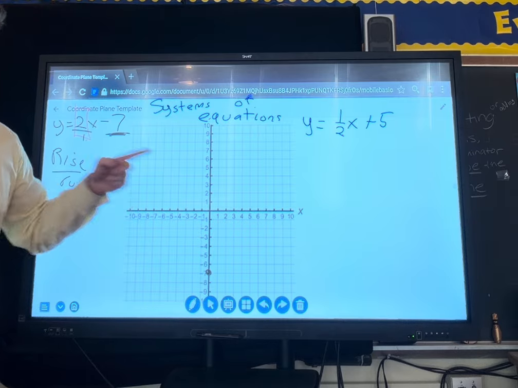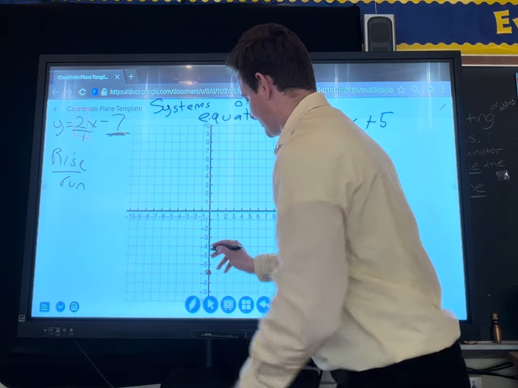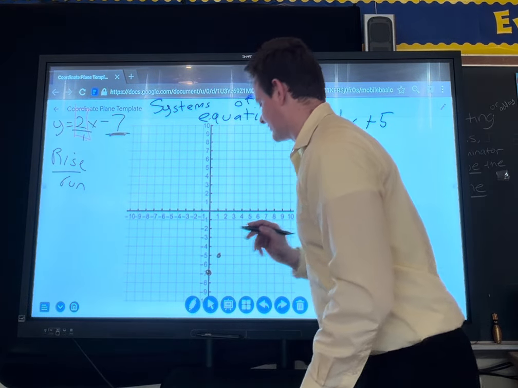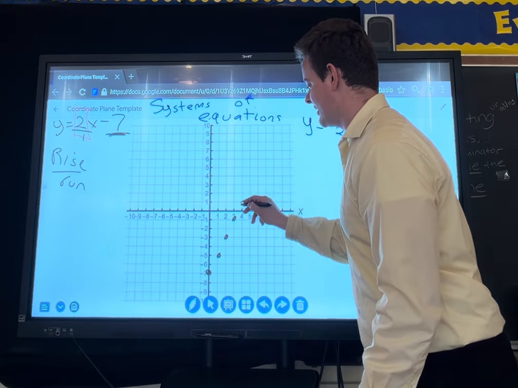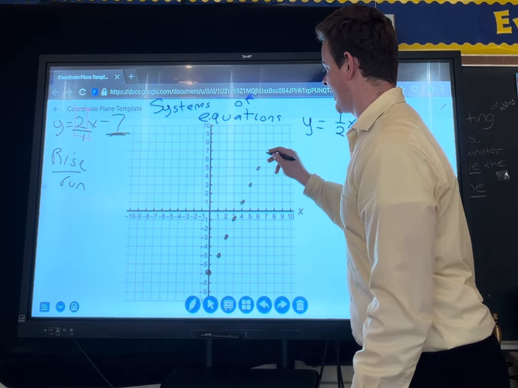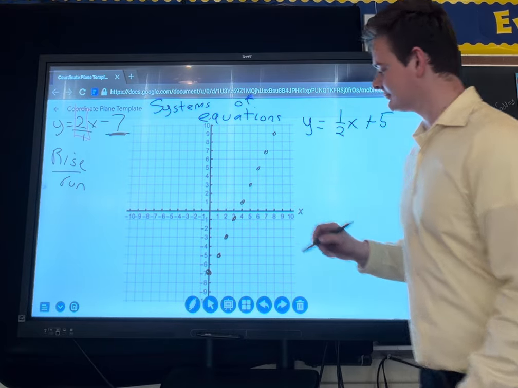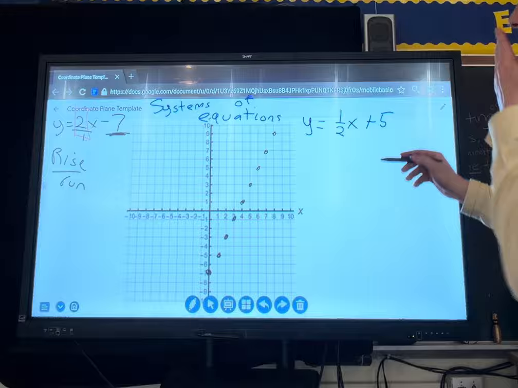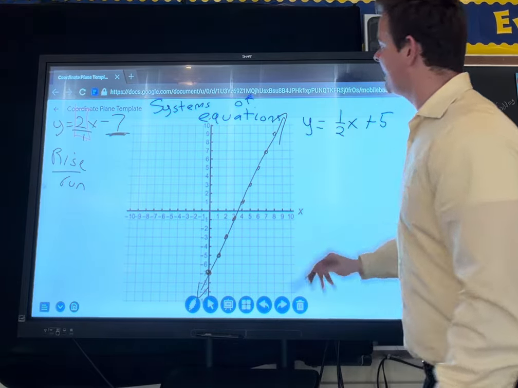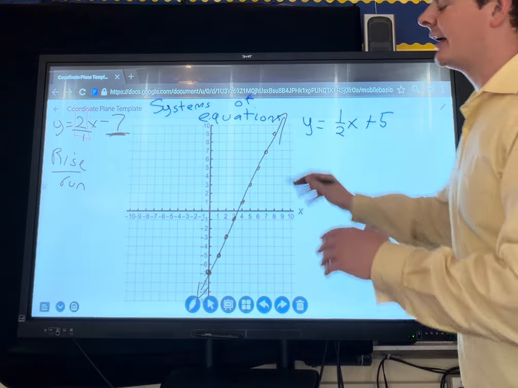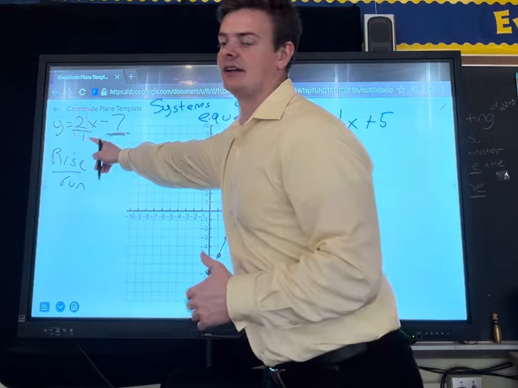Up 2 boxes, 1 box to the right. And I keep doing this as long as I can. I get as many dots as I can, and then I connect my dots with a line, and I put an arrow. And that's the graph of the equation for this line here.